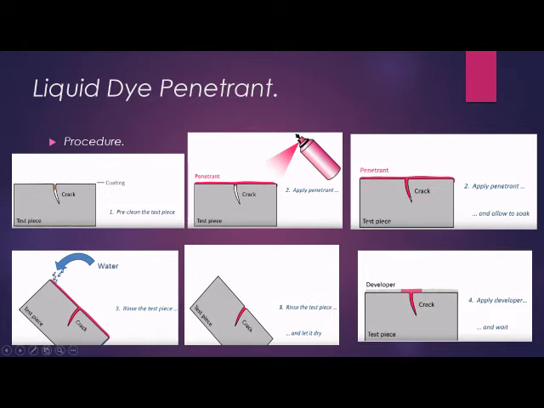After the penetrant is applied, we have to wash out the penetrant on the surface. After we remove it, we have to dry it. After we dry, we have to apply developer. So inside the crack, the penetrant will go up here on the surface, so we can see where the crack is.